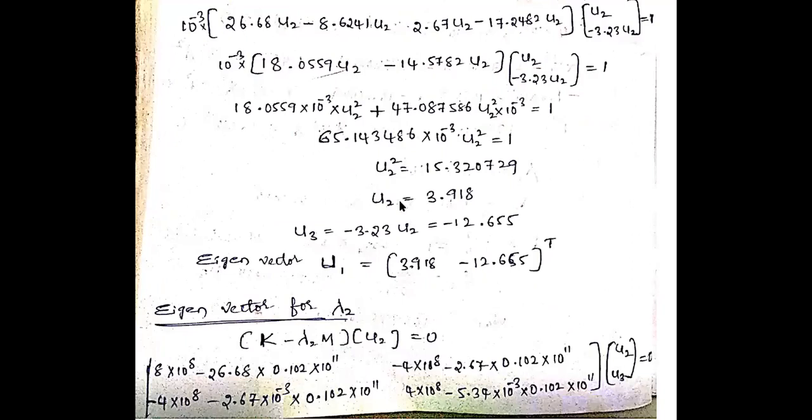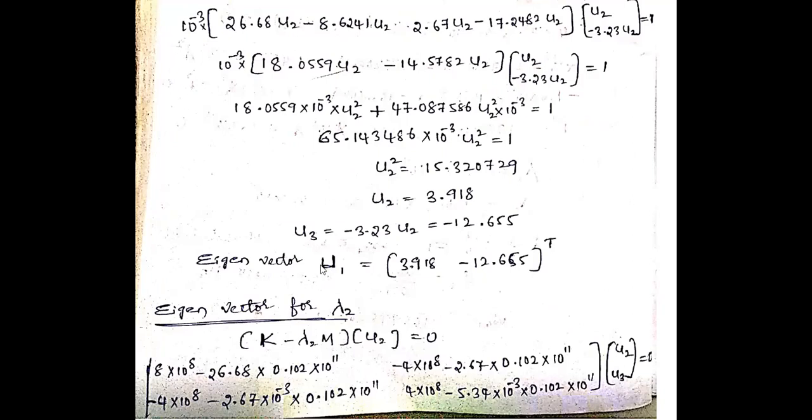Once you get u2, it is possible to find out u3, that is minus 12.655. So the eigenvector would be 3.918, minus 12.655 to the power of transpose, always, because it is a column matrix.